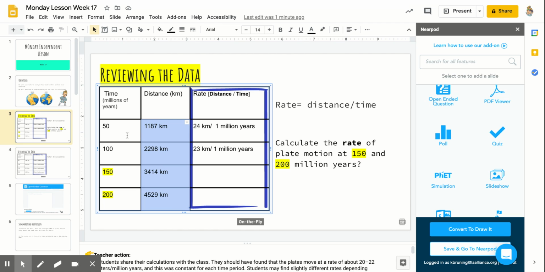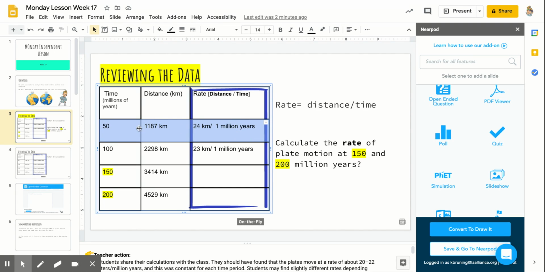So we went ahead and calculated the rate for each of these time periods. And today, what I want you to do is calculate the rate for the last 2 time periods. I know that some of us have already done this, but it's good review to make sure that we understand how to calculate rate and the importance of rate. So I'll go ahead and model the first one here.